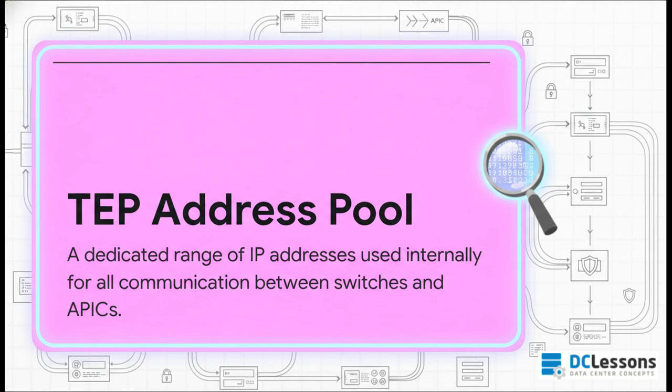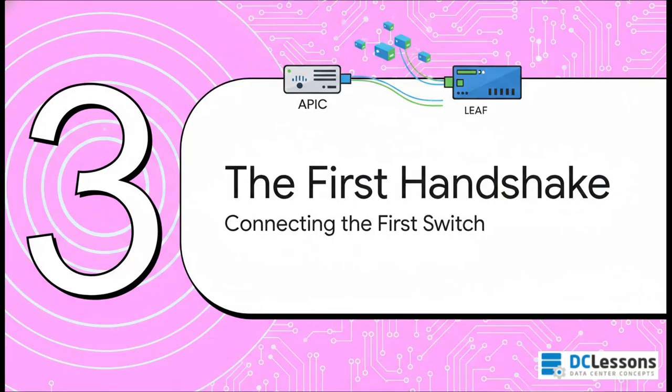TEP stands for tunnel endpoint, and you really can think of this IP pool as the fabric's own private nervous system. It's the address space used for all that internal communication between the switches and the APICs. You set this up once in that initial script, and here's the kicker. You can't change it later without completely rebuilding the fabric. So you've got to make sure you pick an IP block that's not used anywhere else and is big enough for the future.